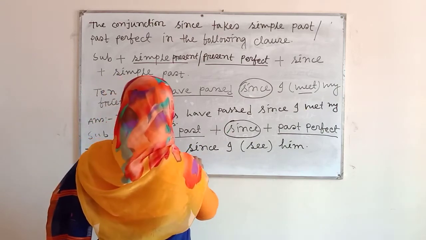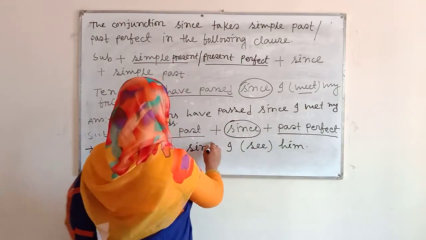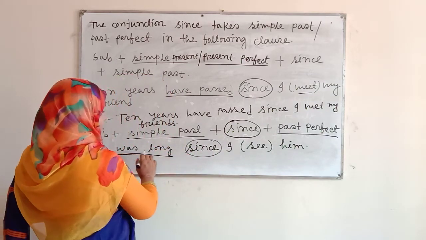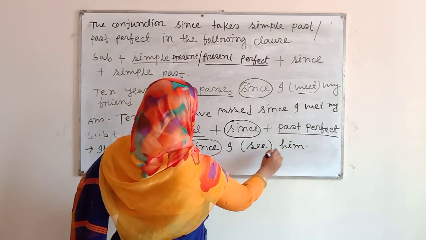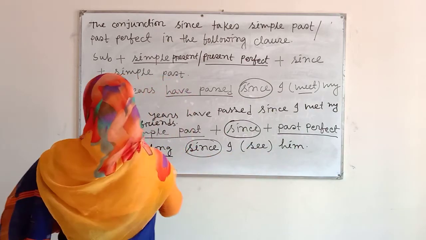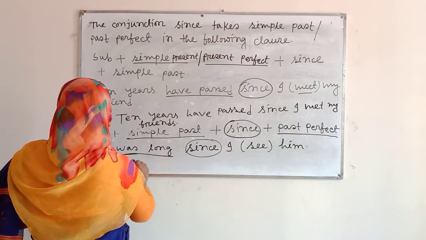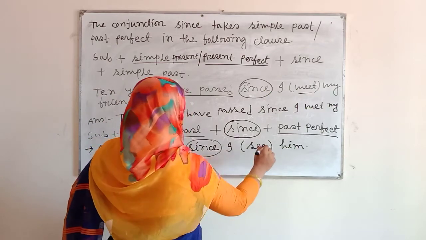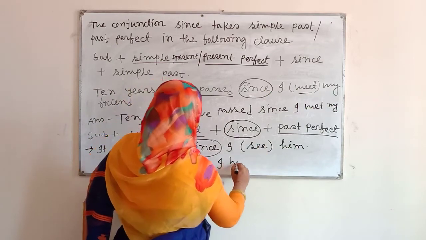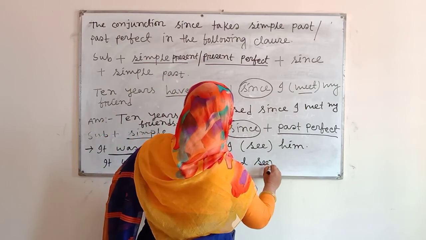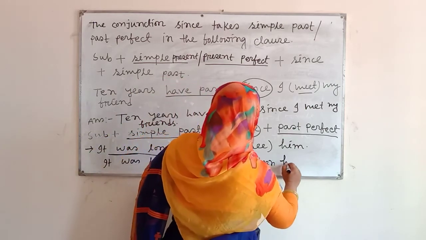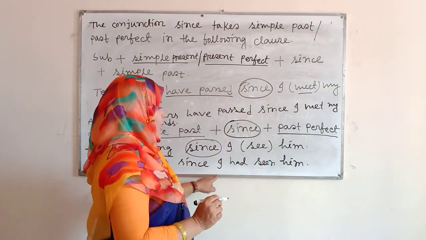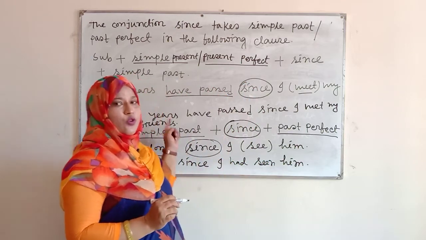It was long since I see him. Since the first clause is in simple past, so the next clause will be in past perfect. Our answer will be it was long since past perfect, subject plus had plus verb 3, that means verb past participle form, him. It was long since I had seen him. Let's go for the next rule.